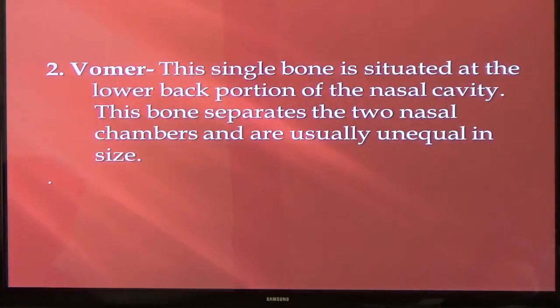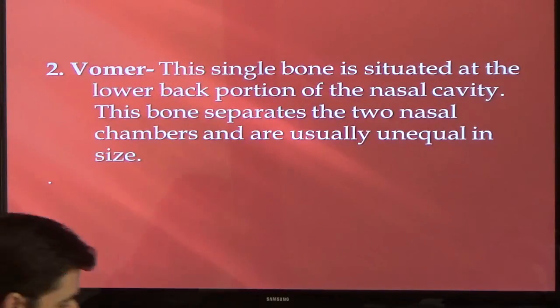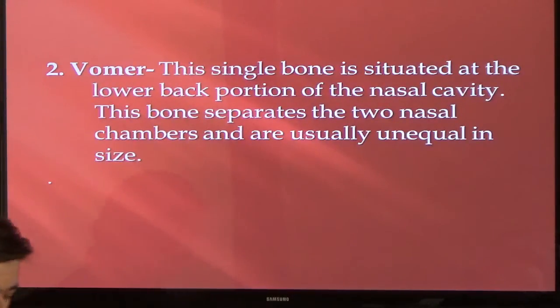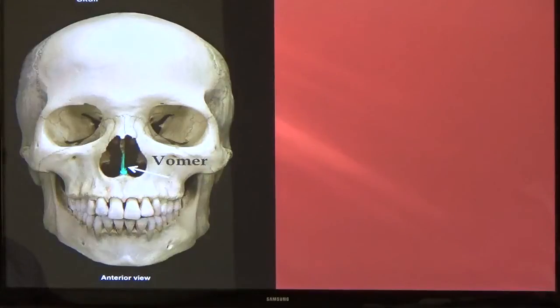The vomer. Now this one is hard to see. This is right below the ethmoid bone through the nose. So it's basically the base down here, the bottom. So you got the ethmoid bone coming through here, and you got the vomer underneath, which kind of separates the nasal cavity. This bone separates the 2 nasal chambers that are usually unequal in size. So the vomer coming right through there.